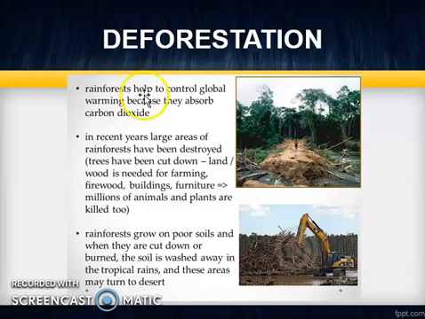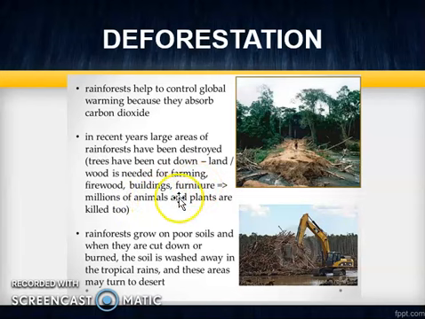The first statement belonging to this slide talks about the deforestation matter. The first one: rainforests help to control global warming because they absorb carbon dioxide. That's one of the major importances of forest or trees. In recent years, large areas of rainforest have been destroyed.